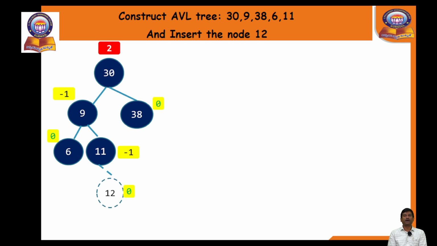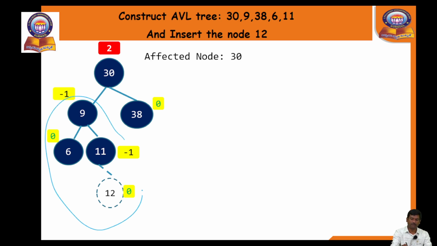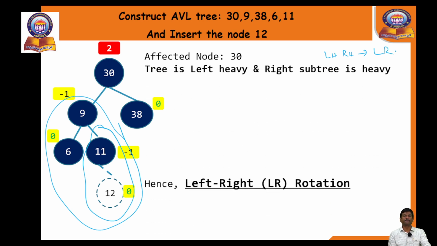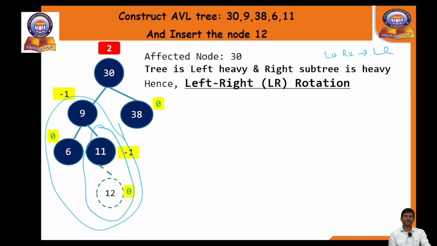So find the affected node, because here node 30 is the affected node. Look from that perspective: the left tree is heavy, out of which the right subtree is heavy. In such cases, what kind of further rotation has to be performed? When it is left heavy and out of which the right is heavy, then you need to perform the LR rotation. So left to right rotation has to be performed.